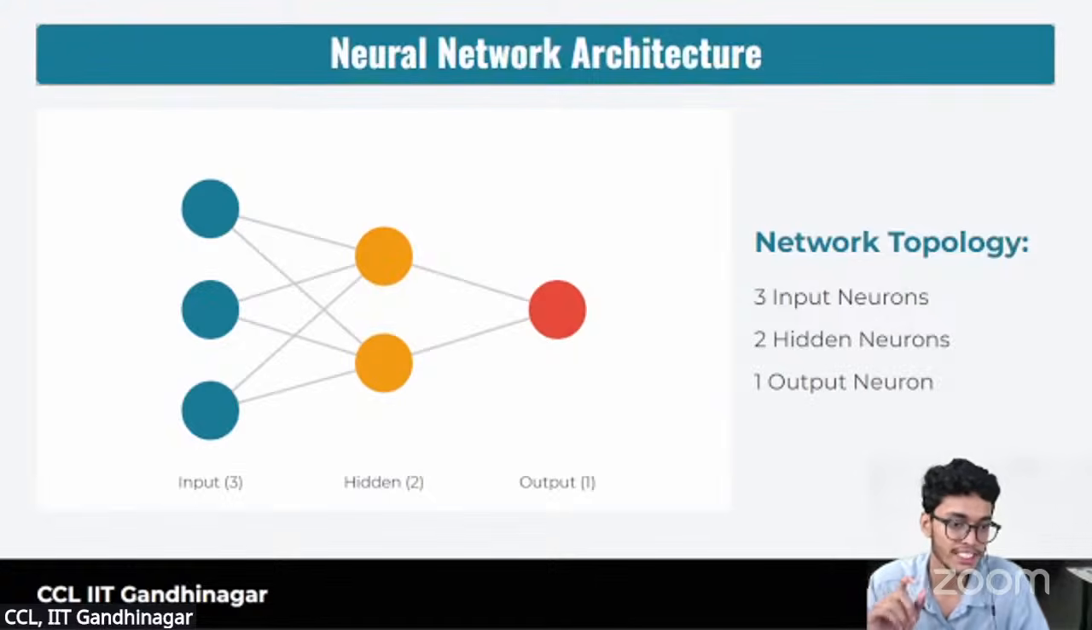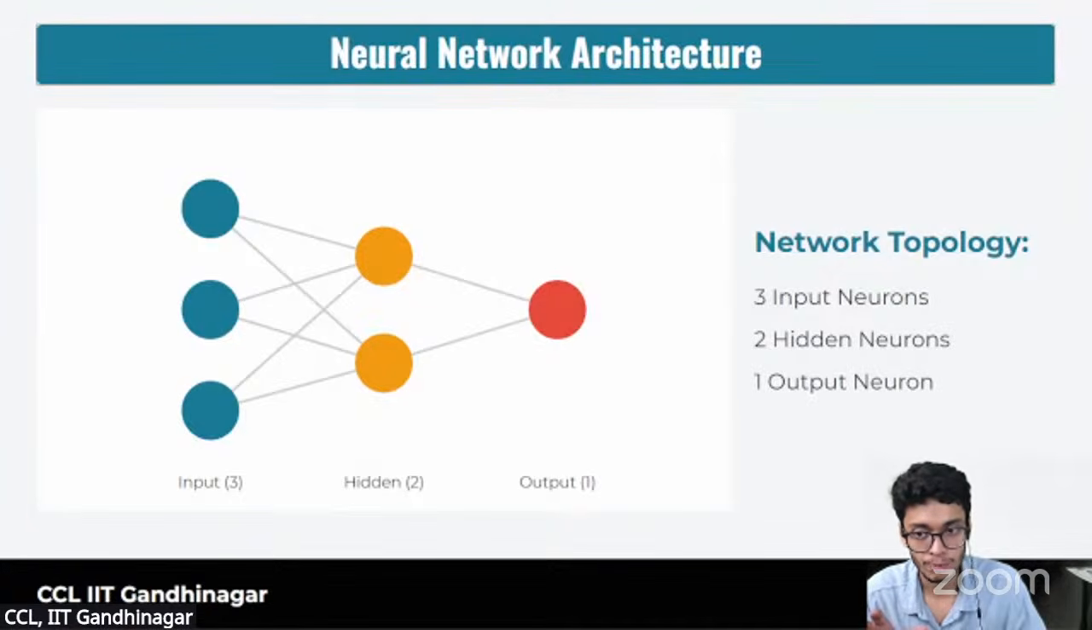This one dot is known as a neuron in a neural network. So there are three neurons in the input layer, two neurons in the hidden layer, and one neuron in the output layer. Each hidden neuron got three inputs, one from each input neuron, and then it decided something and passed it to the output layer.